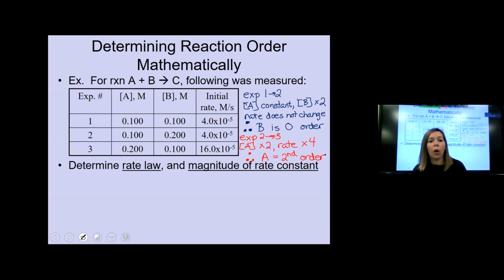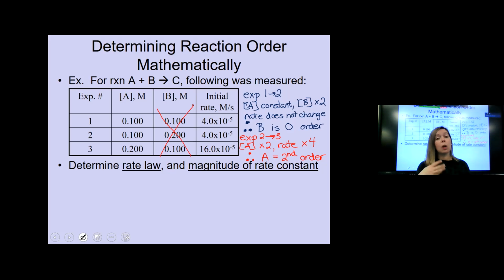All right, so hopefully you figured out that B is going to be 0 order and A is going to be second order. The reason why: if we look at experiment 1 to 2, A is constant, B is doubling, and the rate does nothing. There's no change, so B has 0 impact on the rate, therefore B is 0 order. Since B is 0 order, we know it's not going to change anything, so then we can look at experiment 2 to 3. A is doubling. Yes, B is also changing, but we know B doesn't do anything to the rate of the reaction, so we really can just disregard B.